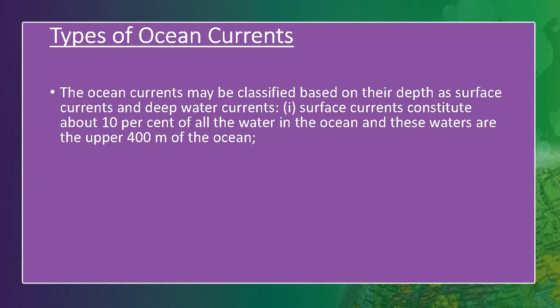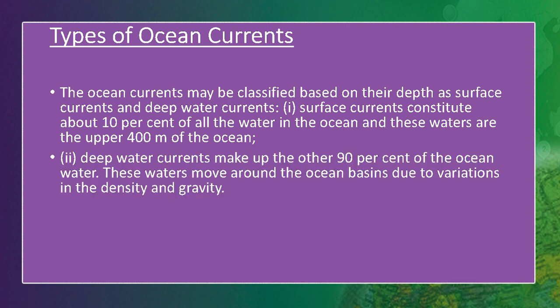Types of ocean currents. Ocean currents may be classified based on their depth as surface currents and deep water currents. Surface water currents constitute about 10% of all the water in the ocean, and these waters are in the upper 400 meters of the ocean. The deep water currents make up 90% of the ocean water. These waters move around the ocean basins due to variations in density and gravity.